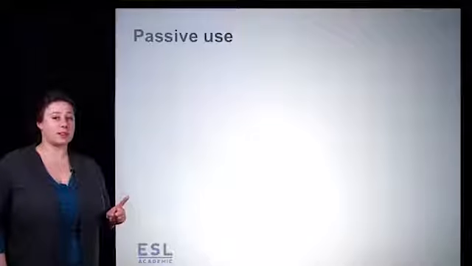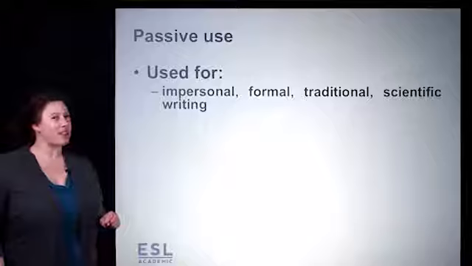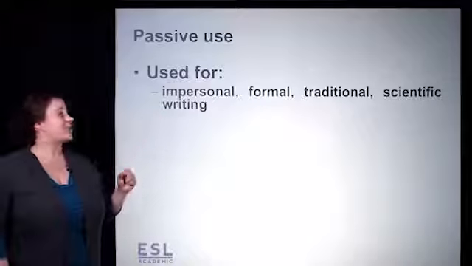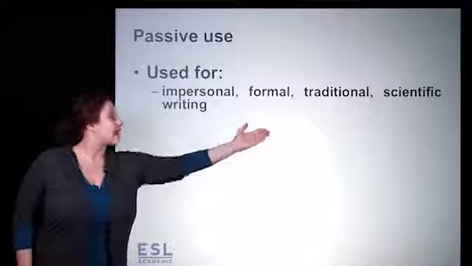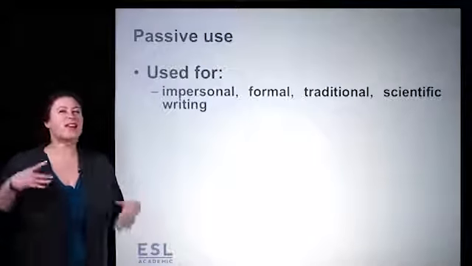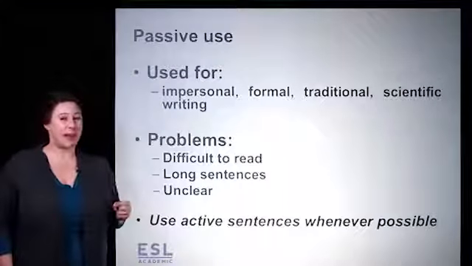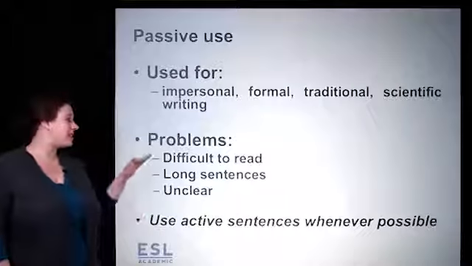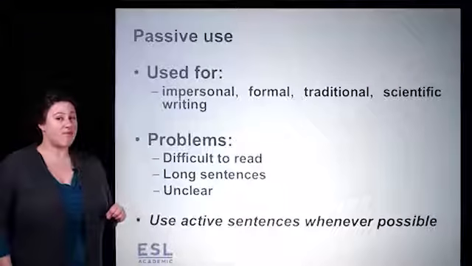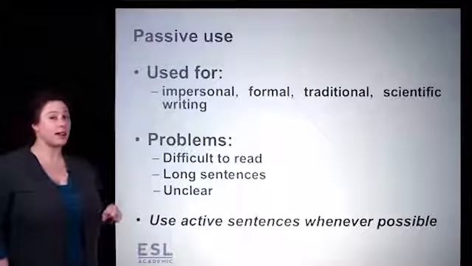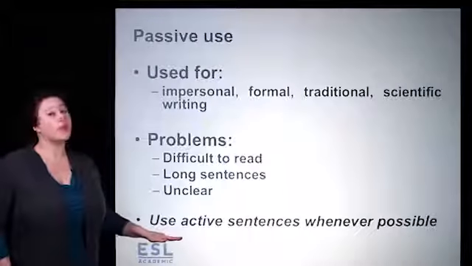Now, the passive use is a bit tricky. It's used for a lot of different things, like impersonal writing, formal, traditional, and scientific writing. Things that are a little bit higher echelon. The problem with the passive is that it can be very difficult to read. It makes longer sentences, and it can often be a bit unclear. So, use active sentences whenever possible.